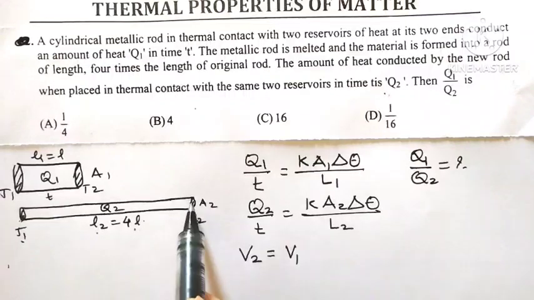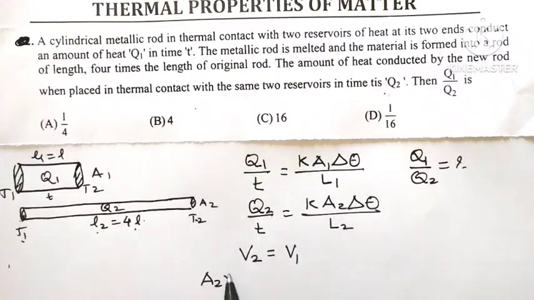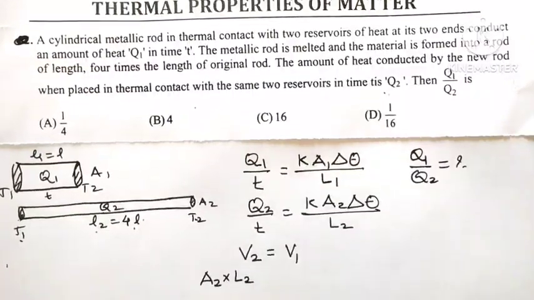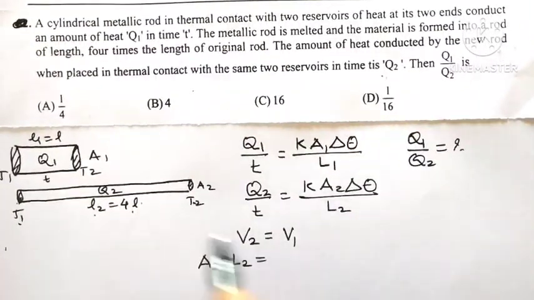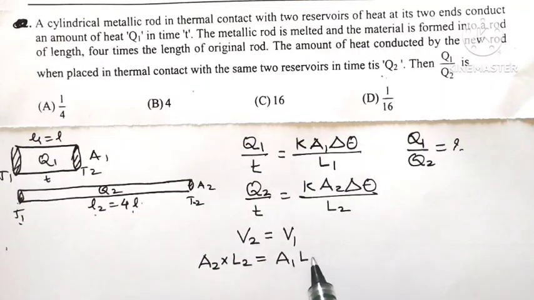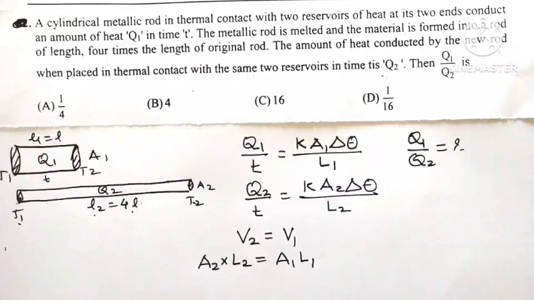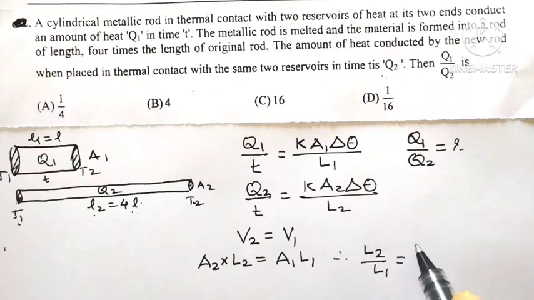Now what is the volume of the second rod? It is the cross sectional area A2 multiplied by the length L2. And the volume of the initial rod is the cross sectional area A1 multiplied by L1. Therefore L2 divided by L1 is equal to A1 divided by A2.